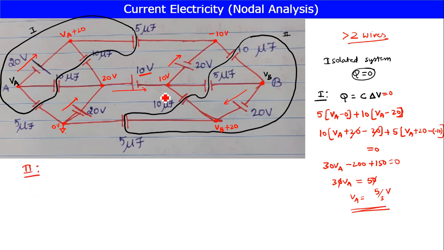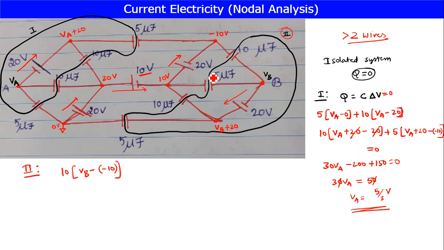If it is not clear yet, let us try to apply the same thing, charge conservation, for the isolated system 2. So this is the second isolated system. Again, you have to look at the charge on the capacitors. This capacitor is connected between VB and minus 10. So 10 microfarad. Again, I am not considering this micro anymore. VB minus of minus 10.